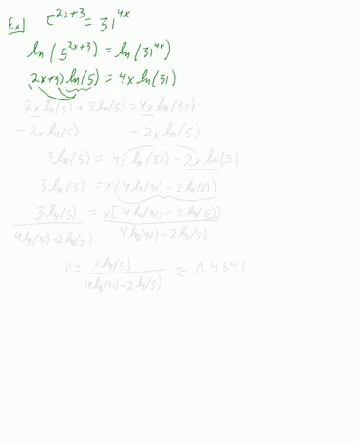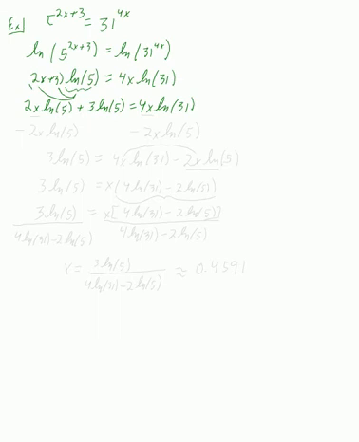Now this one's going to get quite messy, and in this case, I'm going to have to take the natural log of 5, and I'm going to have to use the distributive property to both. So I'm going to get 2x natural log of 5 plus 3 natural log of 5 equals 4x natural log of 31.